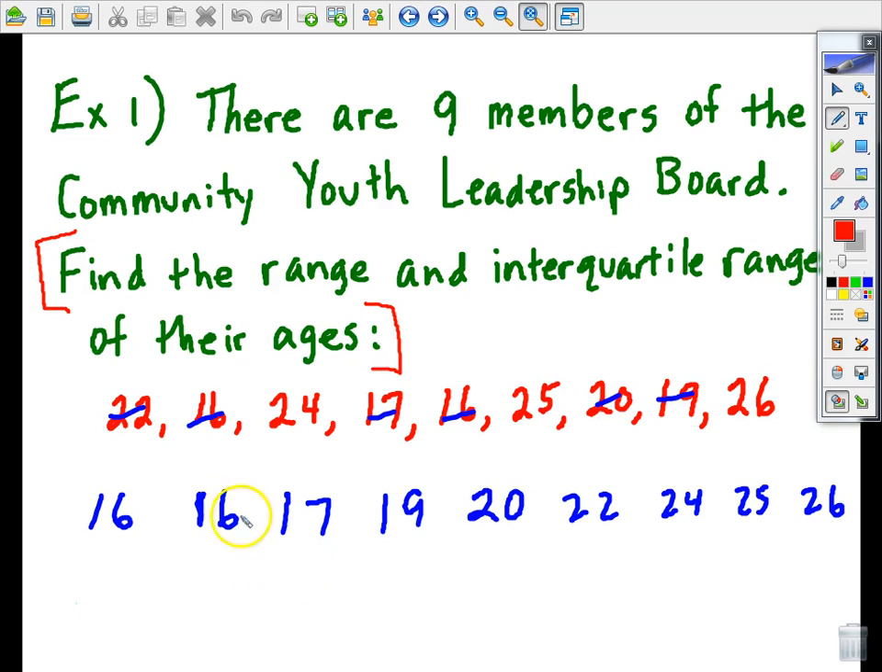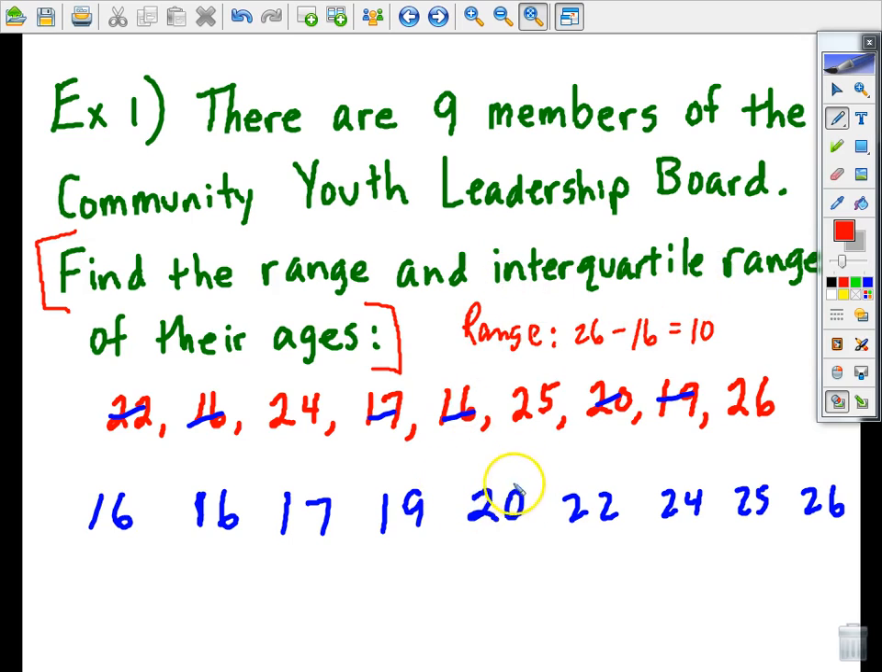So let's just go ahead and get that taken care of real quickly. The directions here tell us to find the range and the interquartile range. Well, the range, pretty easy, is the highest number, 26, minus the lowest number, 16, so we have a range of 10. Well, what does this interquartile range refer to?